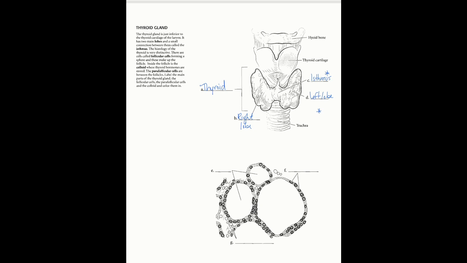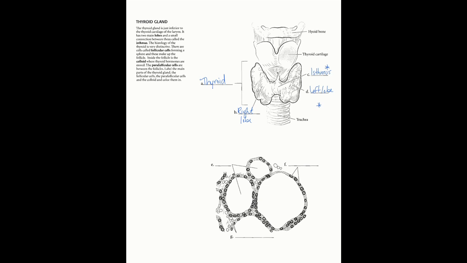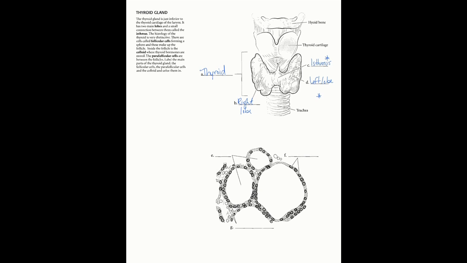Now, there's quite a few different histology notes down here at the bottom. If you look at E, we're looking at the colloid. And the colloids are essentially open areas where thyroid hormones are going to be stored. Those thyroid hormones are going to be produced and secreted by our follicular cells. Okay, so those follicular cells are going to produce those thyroid hormones.